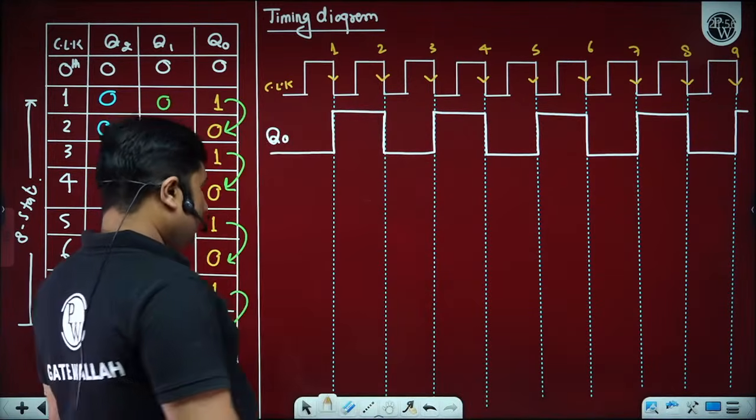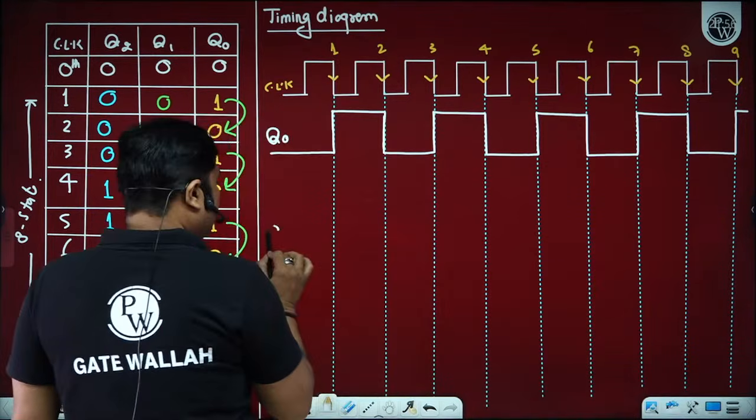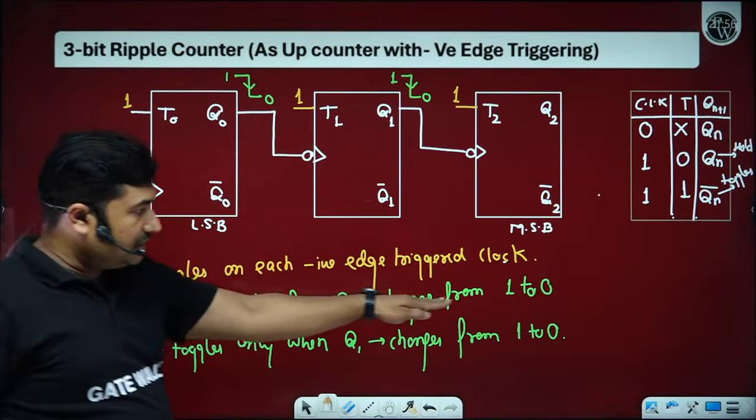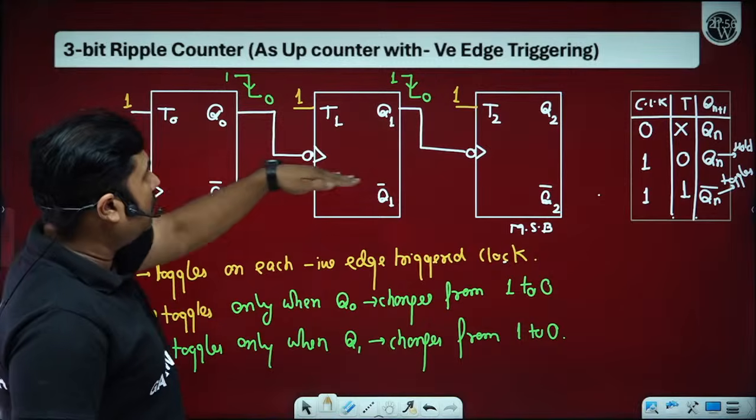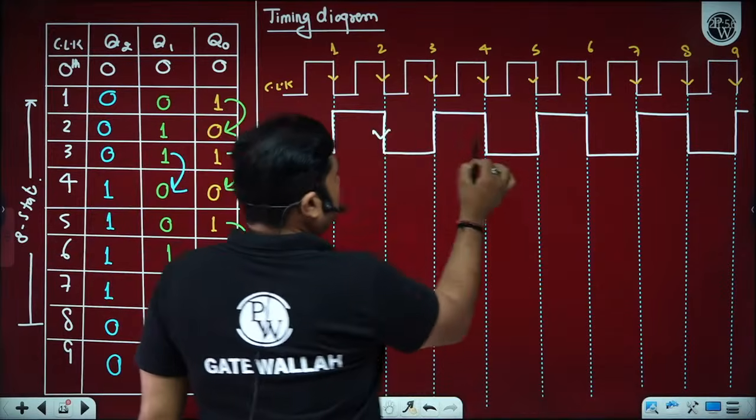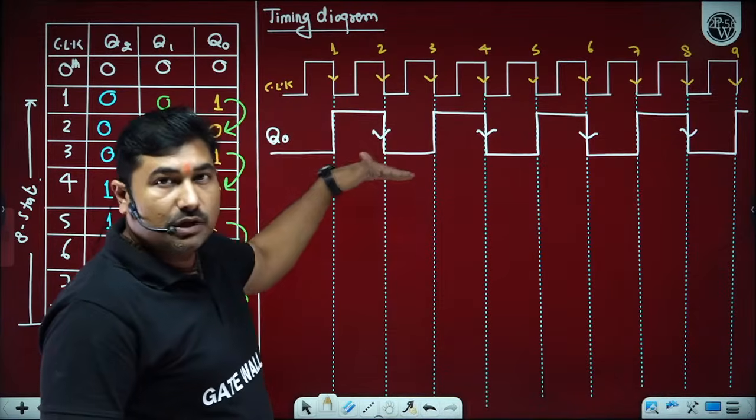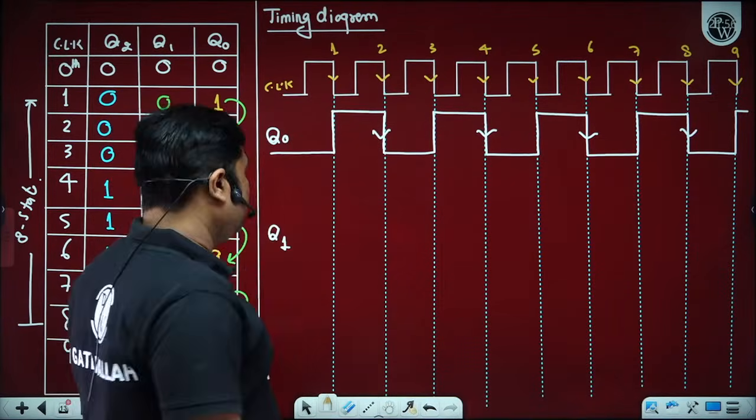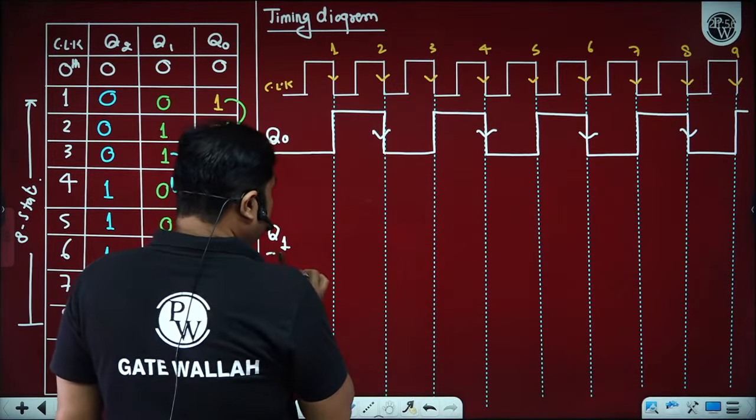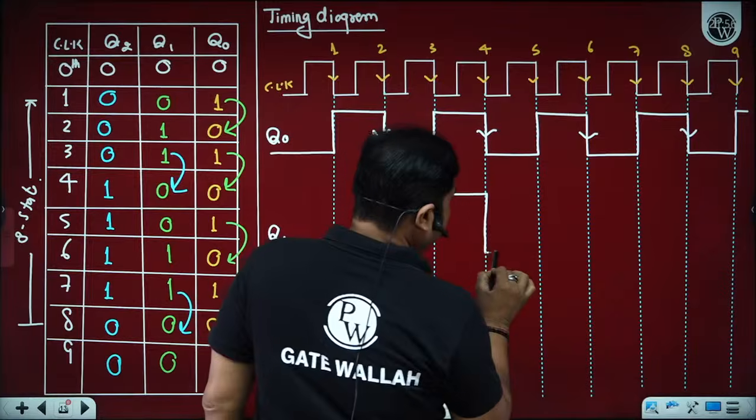Yes, sir. If we talk about Q1, then whenever Q0 changes from 1 to 0, because the clock onto the flip-flop 1 is Q0. So these are the positions where Q0 changes from 1 to 0. 1 to 0, not 0 to 1, only the transition from 1 to 0, because it's a negative edge trigger. So if we draw the timing diagram for Q1 on neglecting propagation delay, we get this timing diagram.